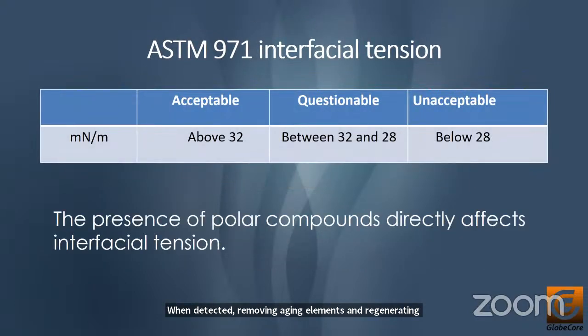Interfacial tension is measured in millinewtons per meter, as I said. It's a measurement of how much force we have to apply to move the object from one phase to the other. Acceptable values should be greater than 32 millinewtons per meter. Questionable values will range from 32 to 28 millinewtons. And unacceptable values are values less than 28 millinewtons per meter.